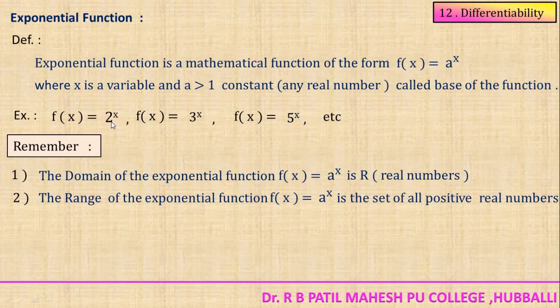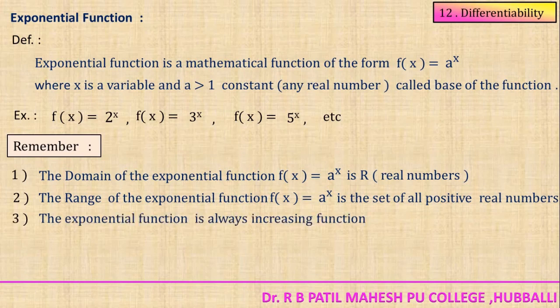It may be base 2, 3, 5, or maybe 10, 20, 30, whatever the base number, for any x we cannot get a zero answer or negative answer. Always you will get a positive answer. That is called the range of this function. All these points you have to remember about the exponential function. What is the domain of this function? What is the range of this function? You should know it very well.